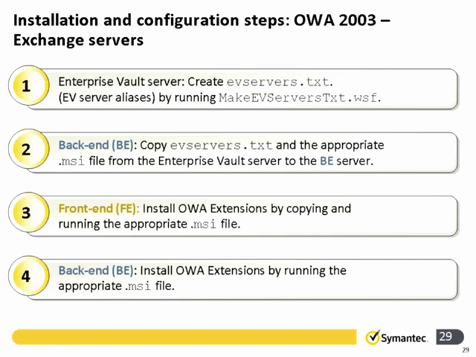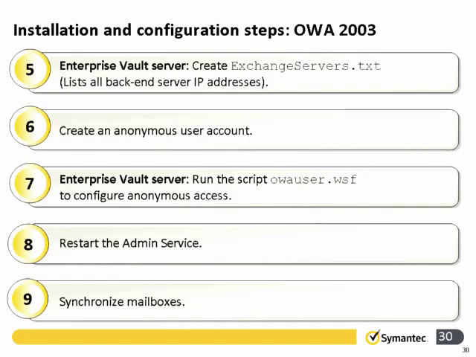Then on the back-end Exchange servers, you will copy that evservice.txt file, the back-end extensions and the Windows installer file to the back-end Exchange server. And on the front-end Exchange server, you'll install the front-end installation file. Then you'll run the correct installation folder on the back end to install the Outlook Web Access extensions. Then you'll go to the Enterprise Vault server and create a file named exchangeservice.txt, and this will list the IP addresses of all the back-end Exchange servers in your environment.